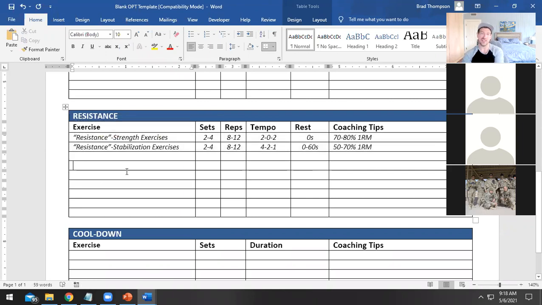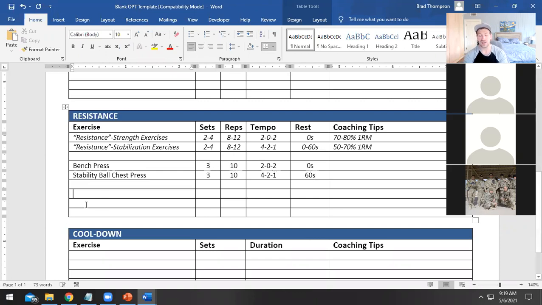So now let's give a couple practical examples. Let's say the bench press, that's the classic chest strength exercise. But then we had that stability ball chest press, that was that stabilization chest exercise. And we'd probably make a choice. Let's say 3 sets for both of these. Let's go with 10 reps each, which really means it's 20 repetitions, right? 2-0-2 for the first tempo, 4-2-1 for the second, 0 seconds rest here, 60 seconds rest here, right?